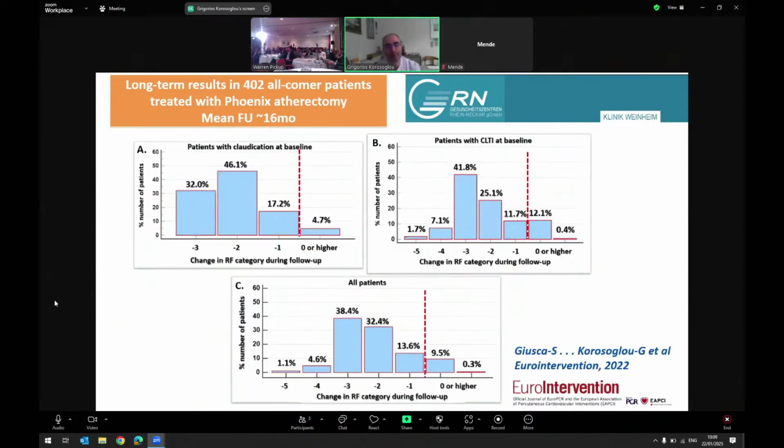But at the end of the day, we see that 90% of the patients had profited clinically from this procedure. So 59% of the patients had a reduction in terms of Rutherford category, and 10% of the patients with CLI had also such improvements. Of course, again, we have to mention it's not just the atherectomy that made this difference. It's, let's say, the atherectomy-assisted endovascular treatment.